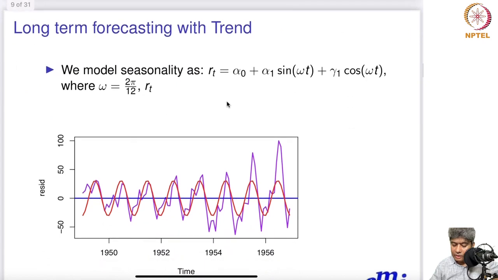So how do we model seasonality? We can model seasonality, the residual Rt, as a function of alpha naught plus alpha 1 sine omega t plus gamma 1 cos omega t. Now what is omega? Omega we are going to take as 2 pi by 12, since we have a year.